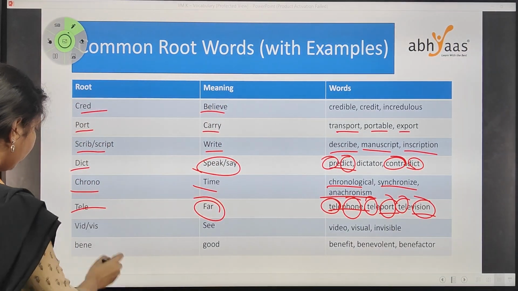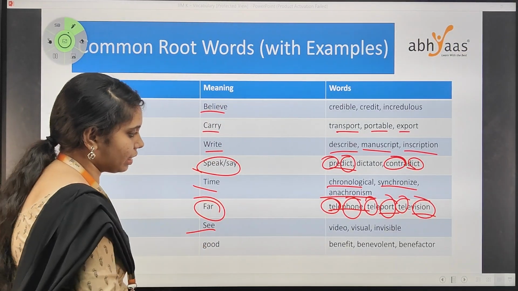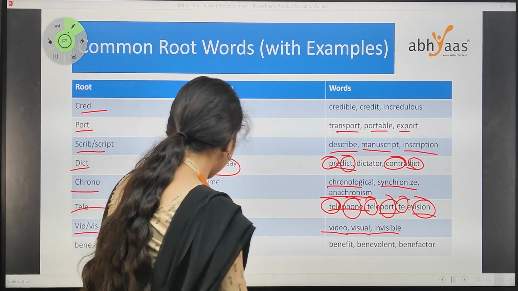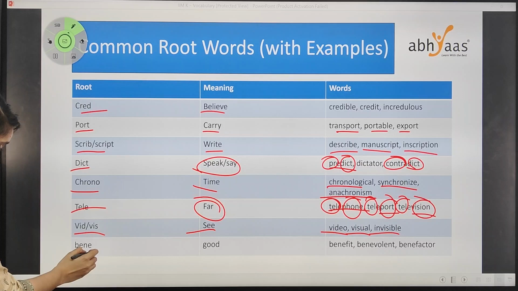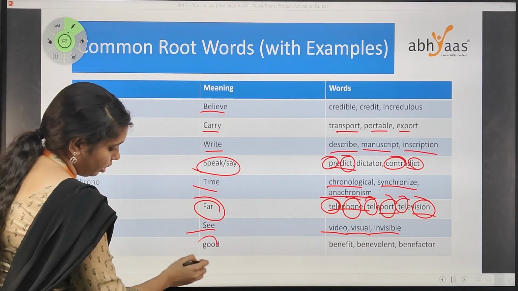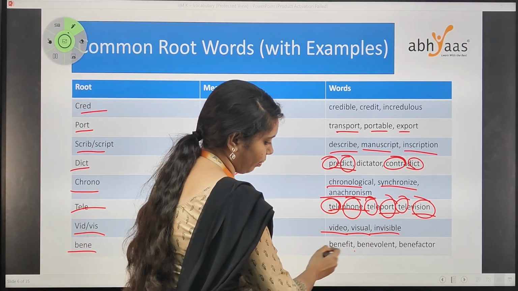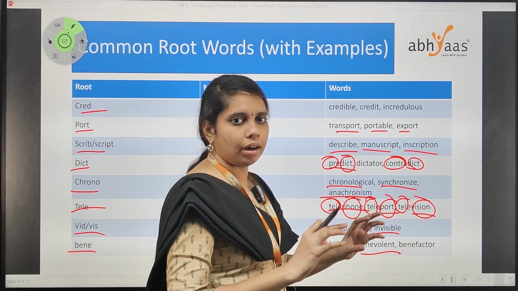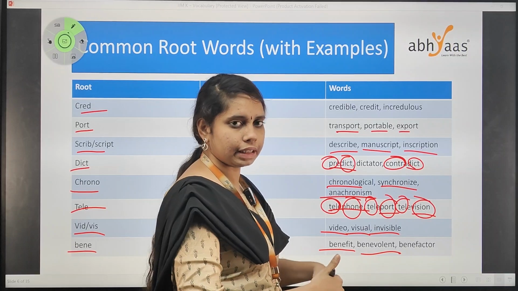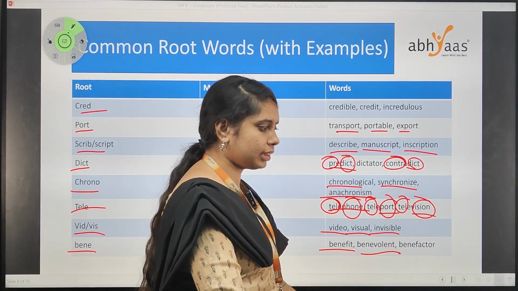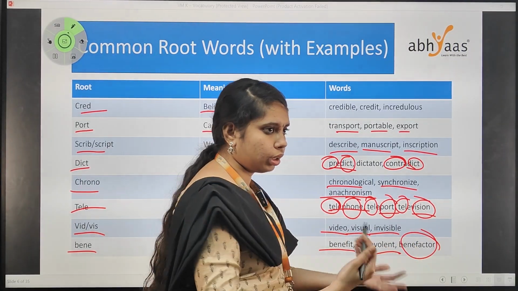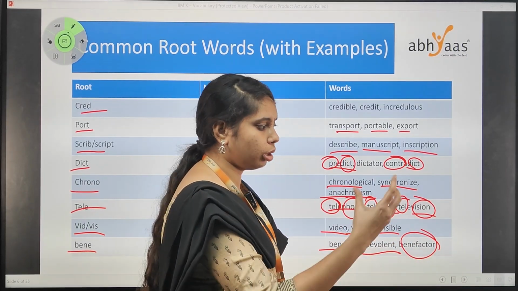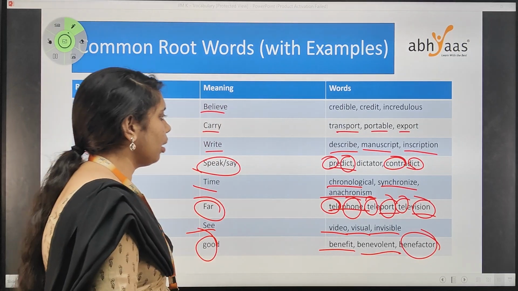Right, then we have vid or vis, which is nothing but to see. That is why we have vision, video, visual. Invisible is to not be able to see, right? And then we have bene, which is good. That is why you have benefit, which is good to someone. Benevolent or benevolence is the kindness of someone. If someone is benevolent, that means he's doing good to others. Benefactor is like your sponsor, who gives you money, or any other person, for some good objective. They are known as your benefactors.